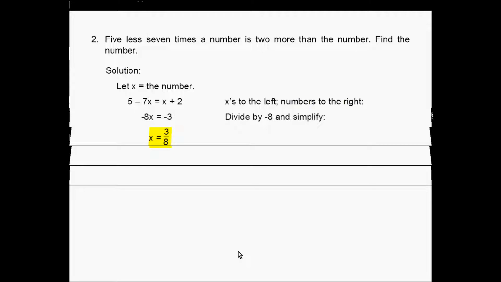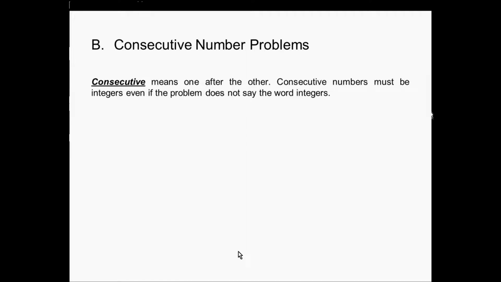So there are the number problems. Our next category of word problems, consecutive number problems. Okay, consecutive means one after the other. Consecutive numbers must be integers, even if the problem does not say the word integers. There's no such thing as consecutive fractions. I mean, there's no such thing as the fraction after a half. I mean, there are a bunch of fractions after a half.